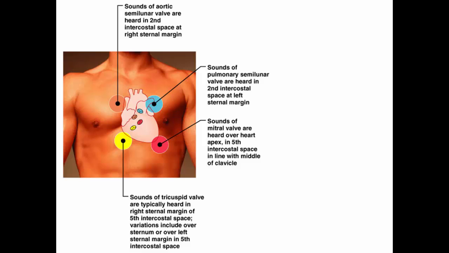You can listen to different places on the chest to hear the different valves. If you listen in the second intercostal space, either to the right or the left of the sternum, you will hear the semilunar valves more clearly. If you listen in the fifth intercostal space on either side of the sternum, you hear the AV valves more clearly.